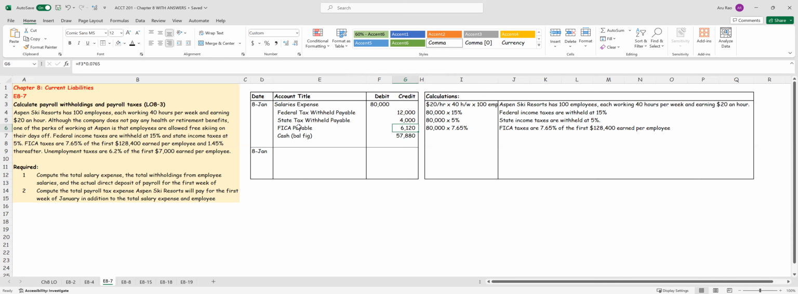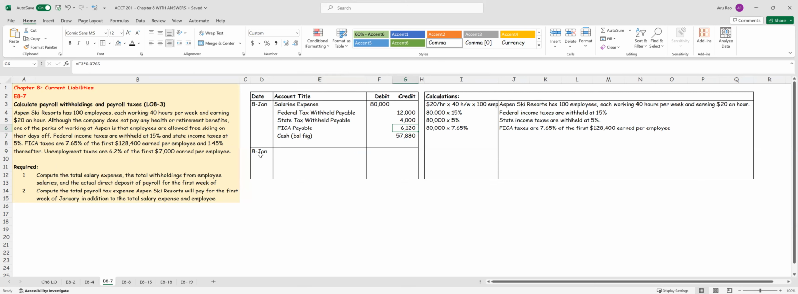Until I send it out, it's going to be a liability in my books. Definitely a current liability, because I usually will have to send it out either on the same day or on a quarterly basis. Now, there was this last sentence, unemployment taxes 6.2% on the first $7,000 earned per employee.